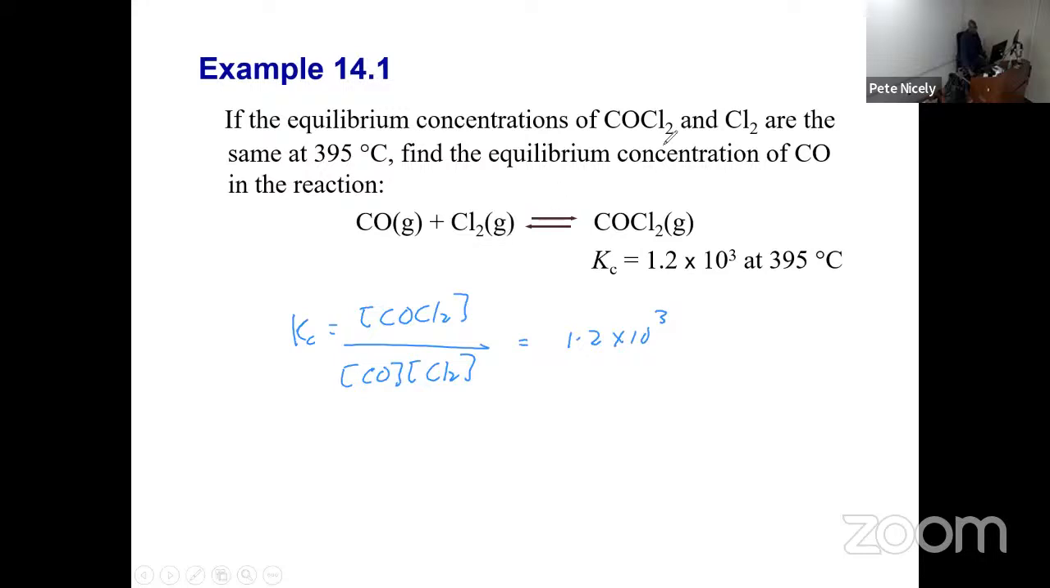The question says that the concentrations at equilibrium of both COCl2 and Cl2 are the same. So what does that mean? This will cancel out with that, if they're the same. So this simplifies to 1 over the concentration of CO. Therefore, the concentration of CO is equal to 1 over 1.2 times 10 to the 3, which is equal to 8.3 times 10 to the minus 4.